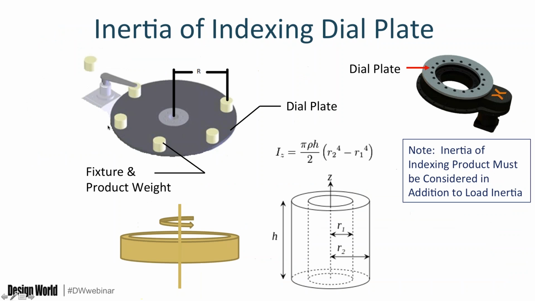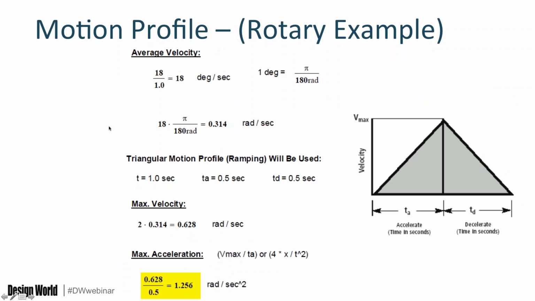Okay. This would actually be a rotary example where we have 18 degrees per second, and that would essentially be a 20 station dial type indexer. Now, just to put it in terms of rotary, since previously you were looking at linear, you can see that in this case we're going to do a conversion. 2 pi radians is 360 degrees.